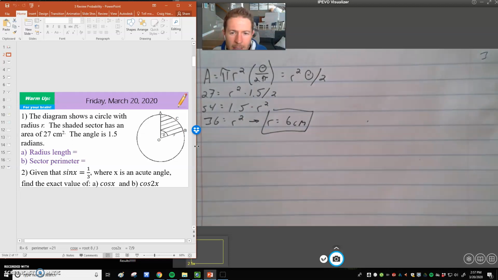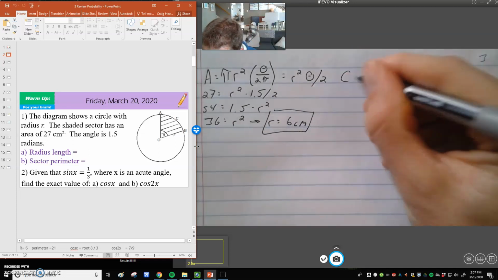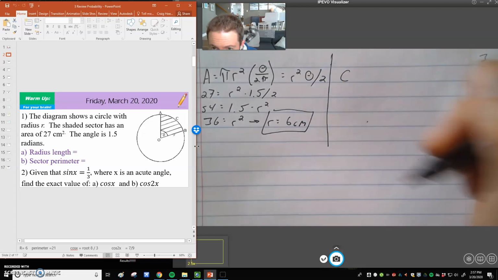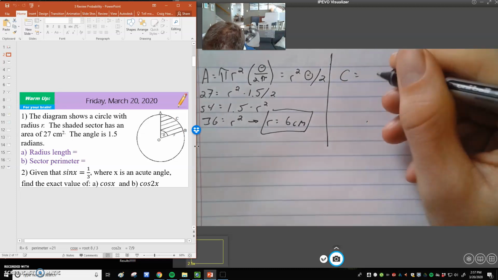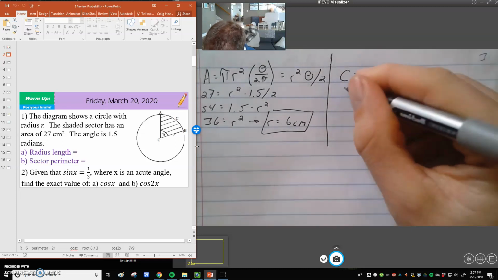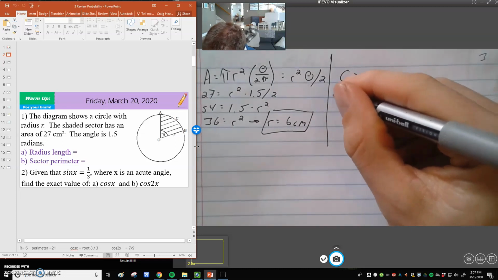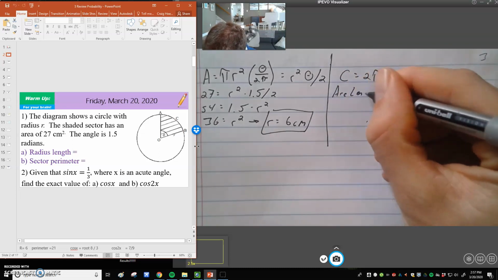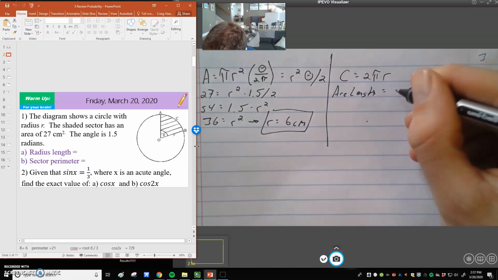All right, so we have our radius. Let's look at sector length now. Sector length is another equation that you might forget, but maybe you've remembered the circumference of a circle. Let me just draw a line here to make that difference. Circumference of a circle is 2 pi r. Well, now let's look at arc length. I'm going to call this arc length. What's that same equation?